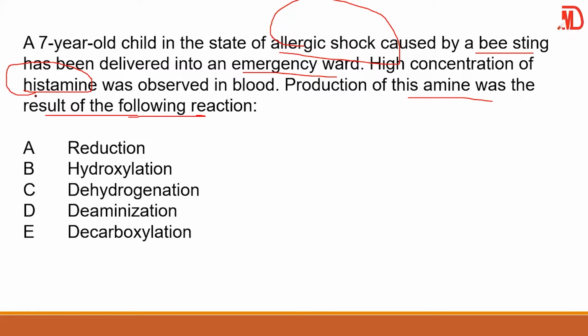Decarboxylation. So when biogenic amines undergo a process called decarboxylation, they become activated. They become activated to start causing problems. And of course, the enzyme is called histidine decarboxylase. So the answer here is decarboxylation. All right.